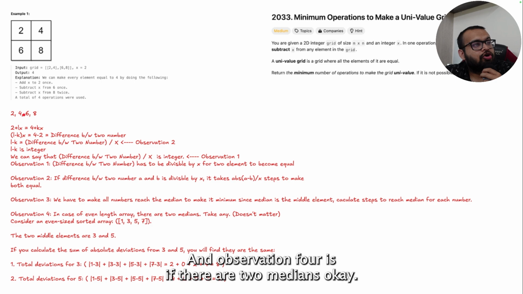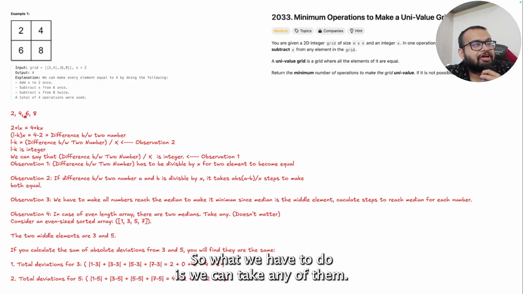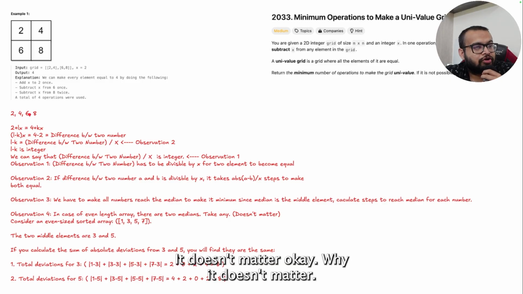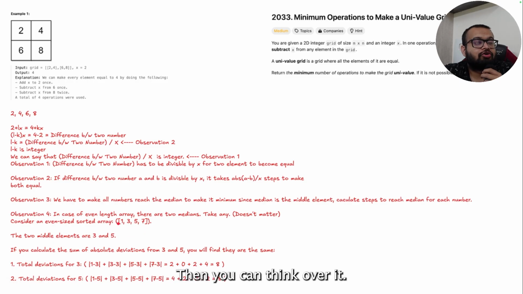And observation 4 is if there are two medians, in an even length array, there can be two middle elements. So what we have to do is we can take any of them. It doesn't matter. Why it doesn't matter? With the help of an example, I will explain. Then you can think over it.